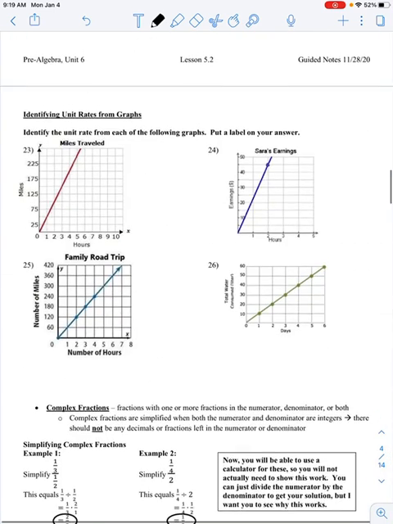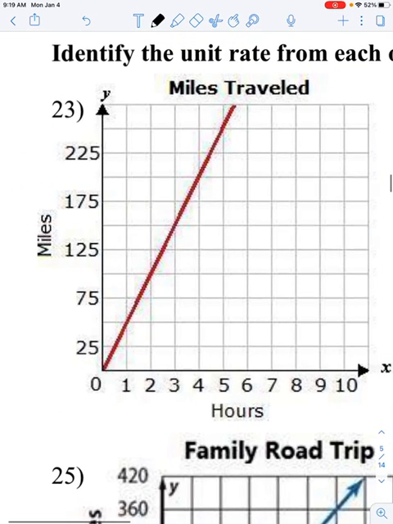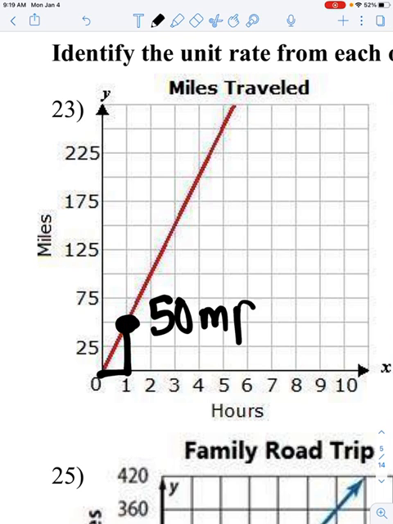And the last part on the next page here is how much for one. Again, identify the unit rate. So when it's in a graph, you want to go over 1 and up, and you can see that one would be 50 miles per hour.